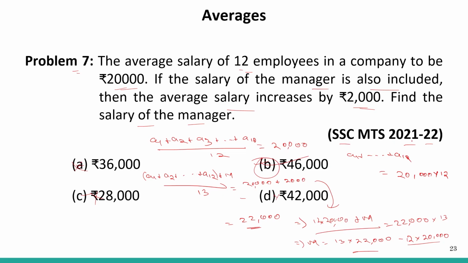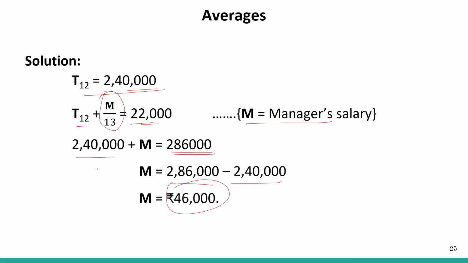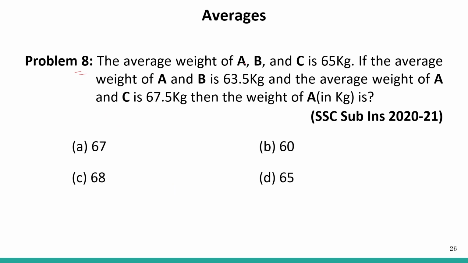This question has been asked in the SSC MTS 2021-2022 paper. So let's see the next problem, problem number 8. The average weight of A, B and C is 65 kg, so A plus B plus C is equal to 65 into 3. The average weight of A and B is 63.5, so A plus B is 63.5 into 2, and A plus C is given as 67.5 into 2. So this will be 127 and this will be 135. This is what is given to us.